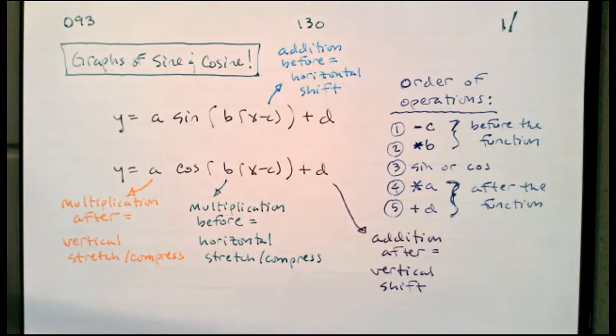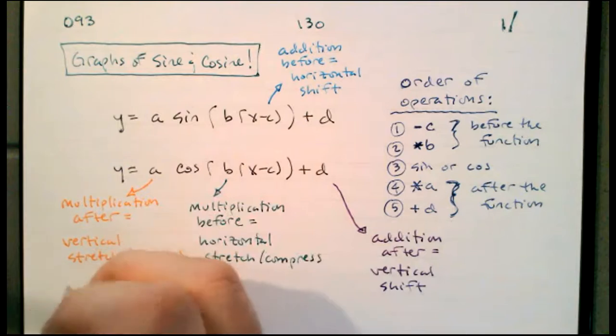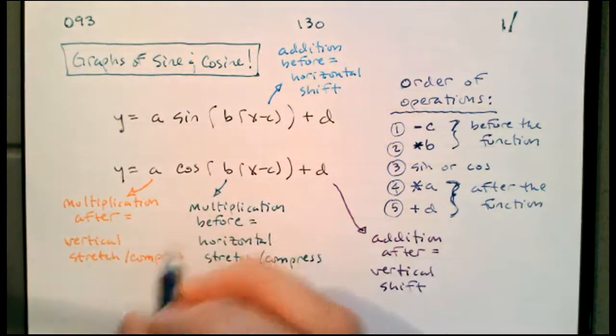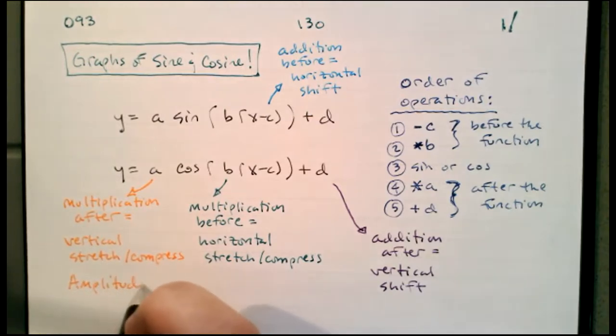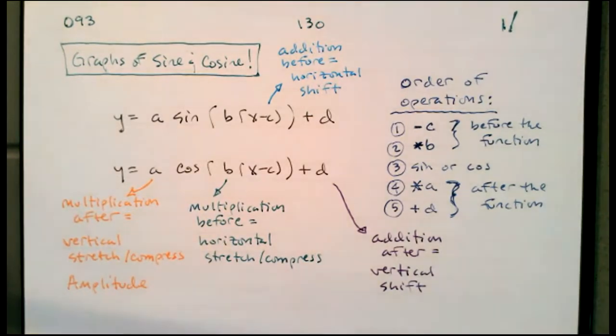In terms of sine and cosine, a couple of these have names. So the multiplication after, that's going to be the vertical stretch or compression. That's going to change the amplitude. So this A is going to change the amplitude. For sines and cosines, this is going to tell us about the amplitude. So amplitude is how we describe vertical stretching in our sine and cosine graphs.